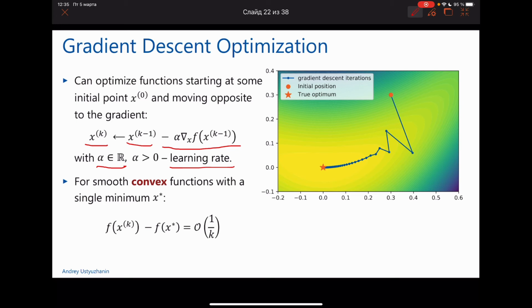So for a smooth convex function with a single minimum, we have a mathematically proven statement that the accuracy of such a gradient descent approach equals O(1/k), where k is the number of iterations. And here is the illustration of how it works, starting from the initial position and eventually converging to the target.